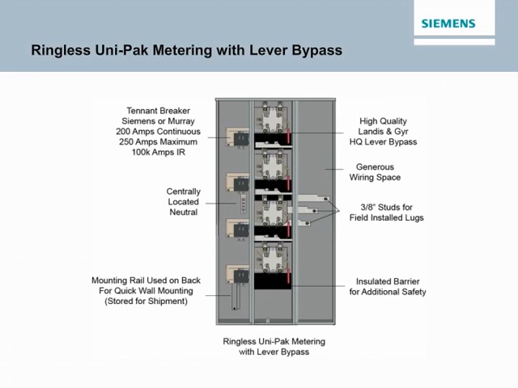Handles are included on either side of the enclosure to help in lifting and mounting the unit. A mounting rail on the back of the unit simplifies installation. QP and QPP circuit breakers are used in ringless Unipack metering with lever bypass, as specified on the wiring diagram, and series rating labels included on the inside cover of every unit. These labels also specify which hubs and lugs can be used. Lugs are not included in the pull section and must be purchased separately.